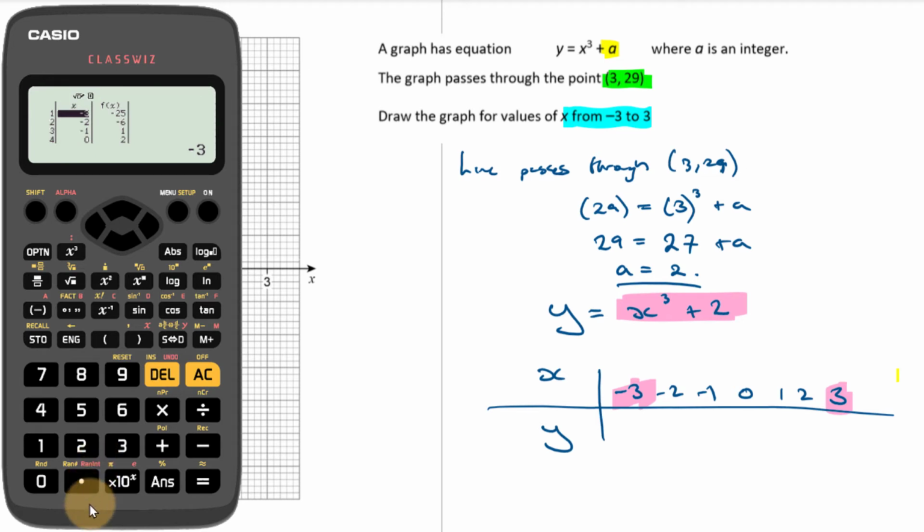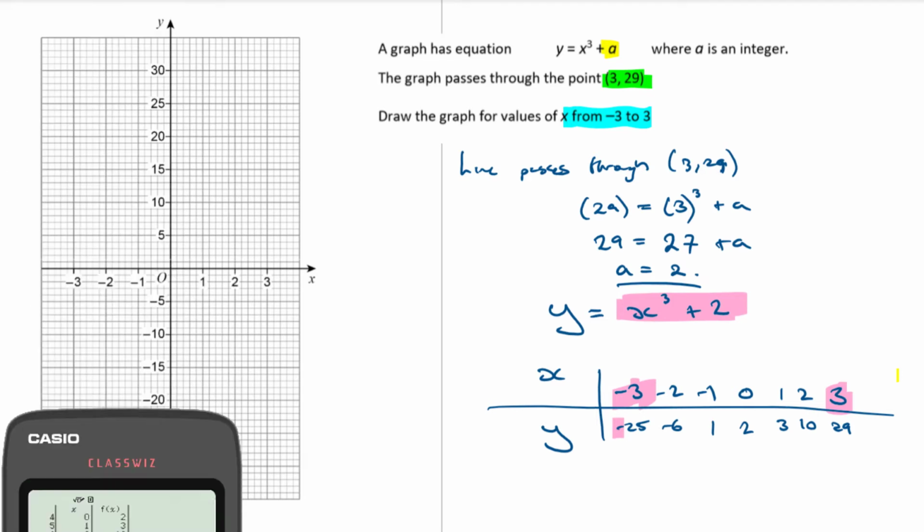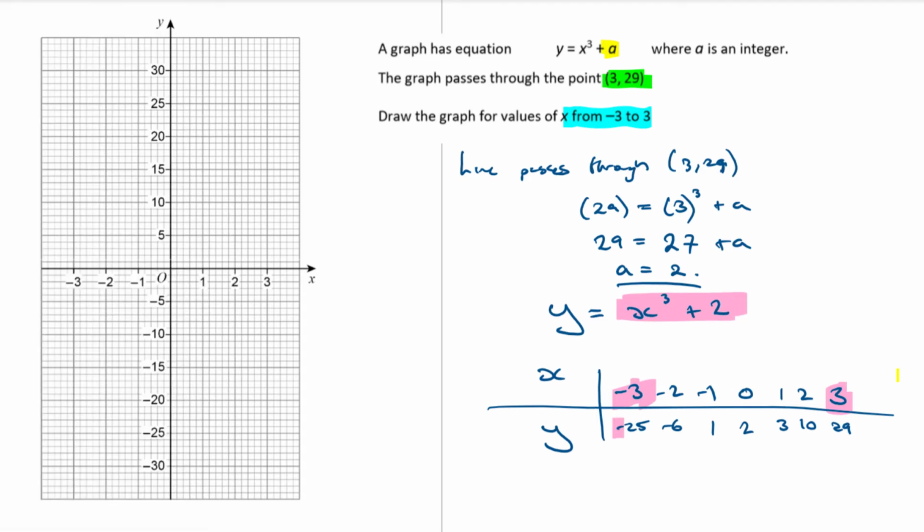So -3, you can see from the table, is -25. -2 goes with -6. -1 goes with 1. 0 goes with 2. Let's scroll down. 1 goes with 3, 2 goes with 10, and 3 goes with 29. Okay, so that's a super easy way of just generating all the numbers that you need from a table, and then we can plot these straight in.